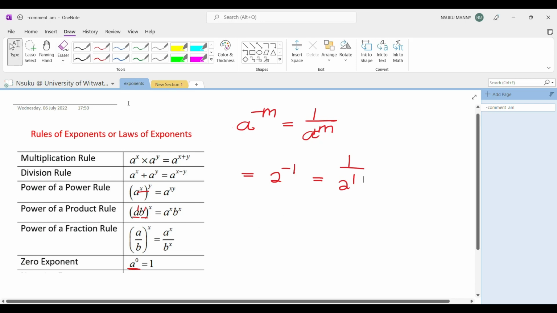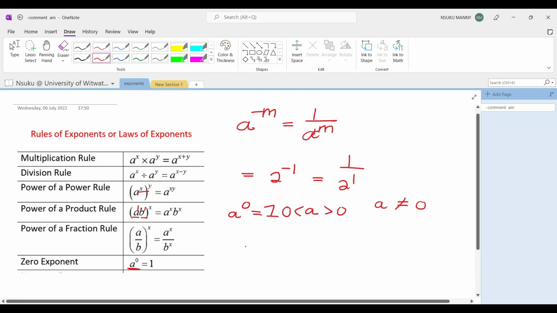Now we have this law that says a to the power of 0 will always be equal to 1, right? What they don't say is that this law is only valid if a is greater than 0 or a is less than 0. If a is 0, then this law is not applicable. A cannot be equal to 0, right?